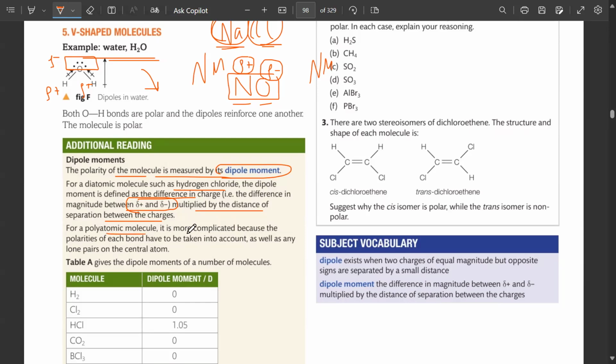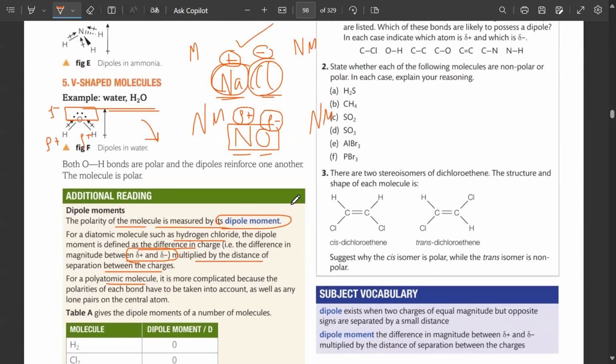For a polyatomic molecule... Sir, can you give me 2 minutes, please? Can you speak louder? Give me 2 minutes, please. Okay, okay.